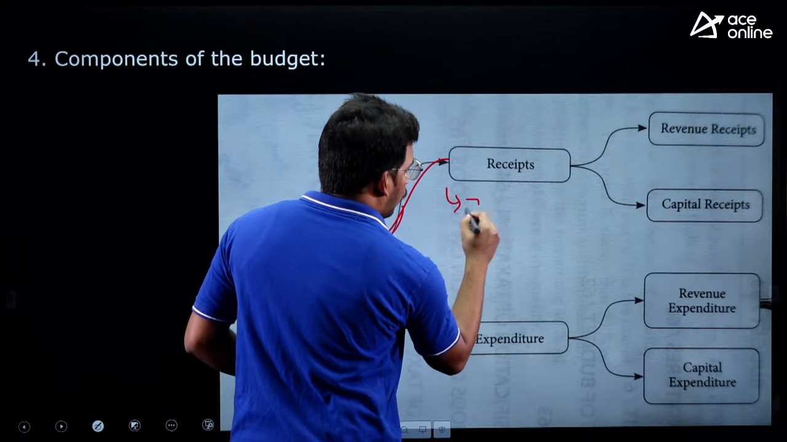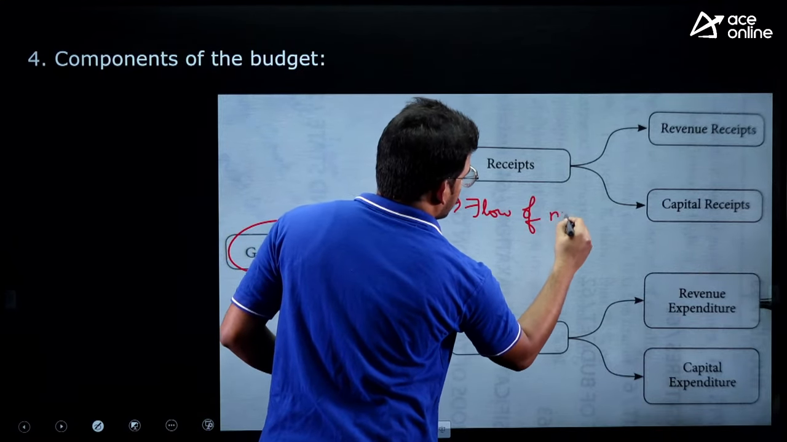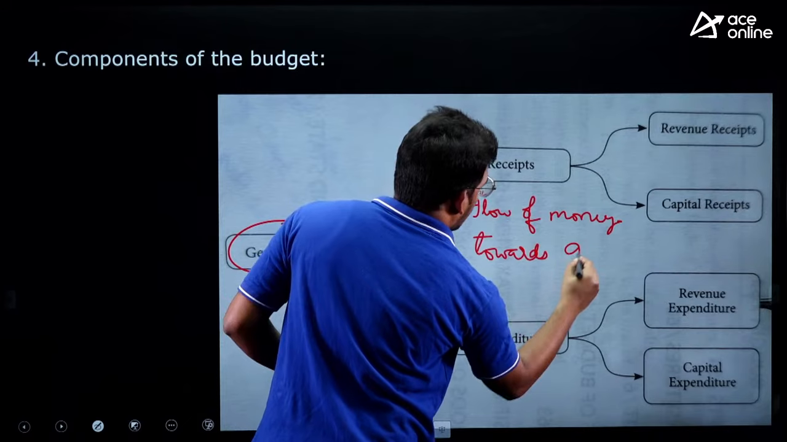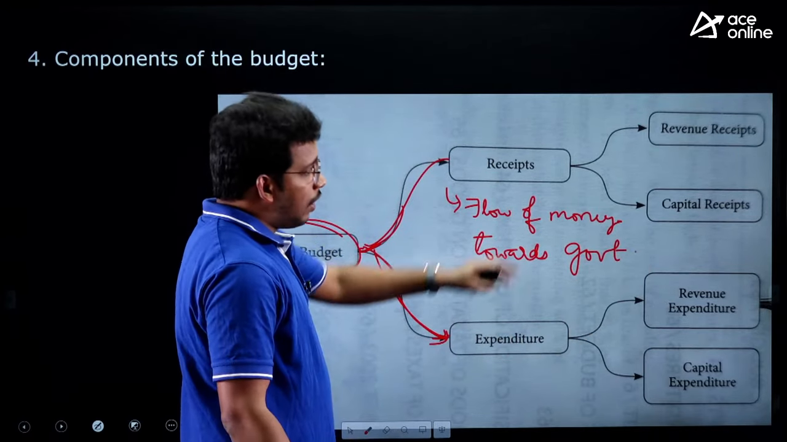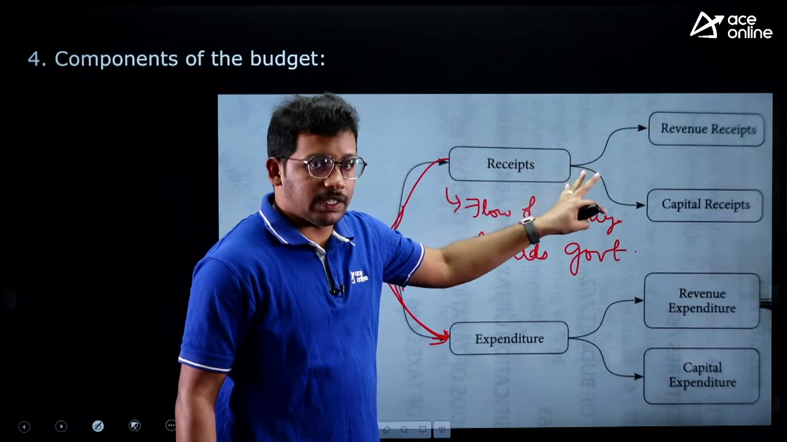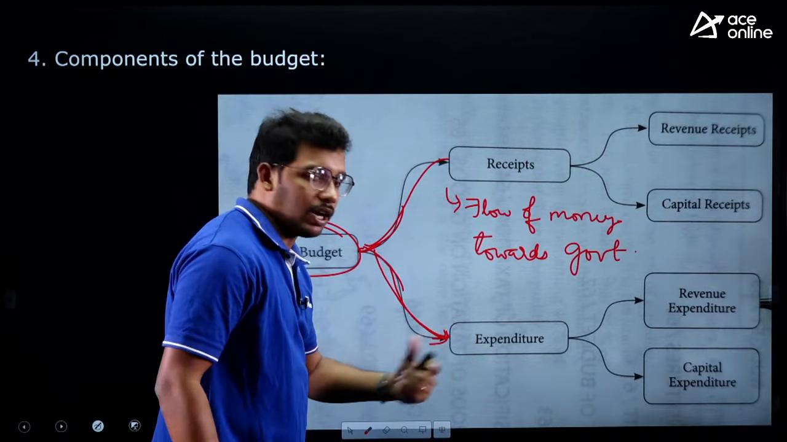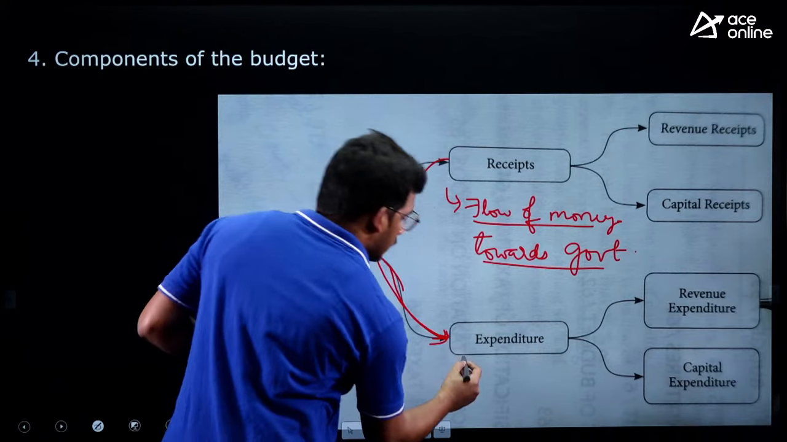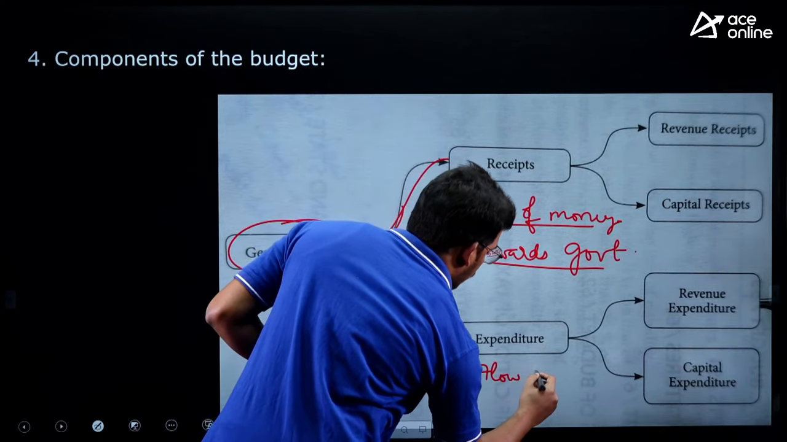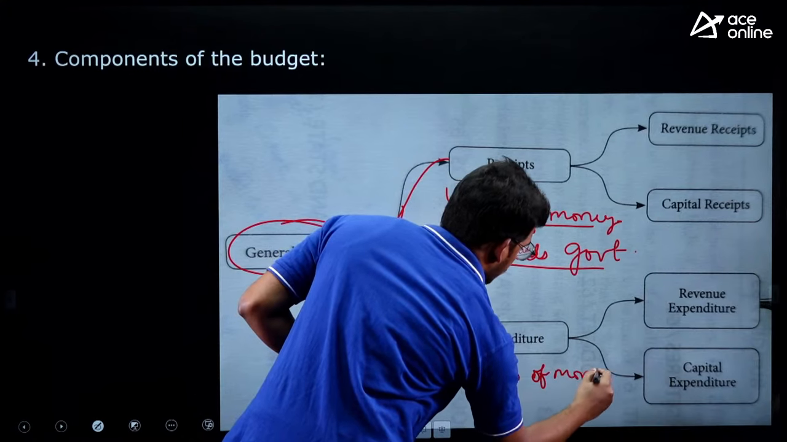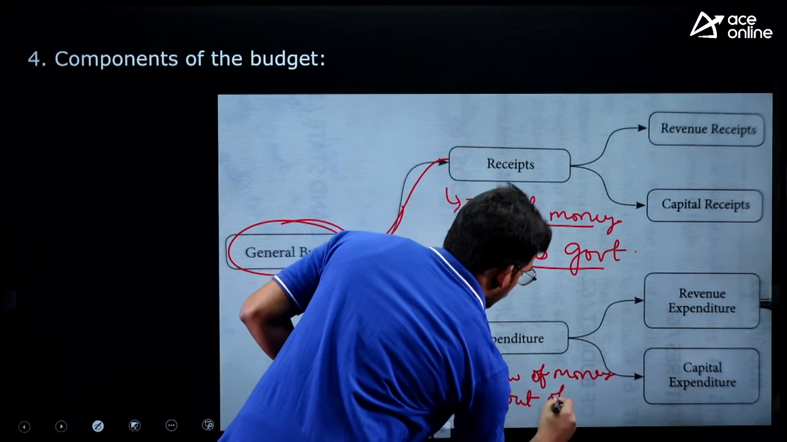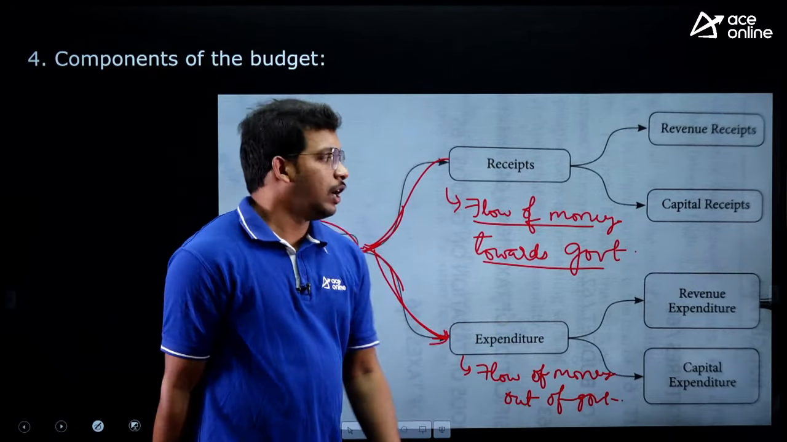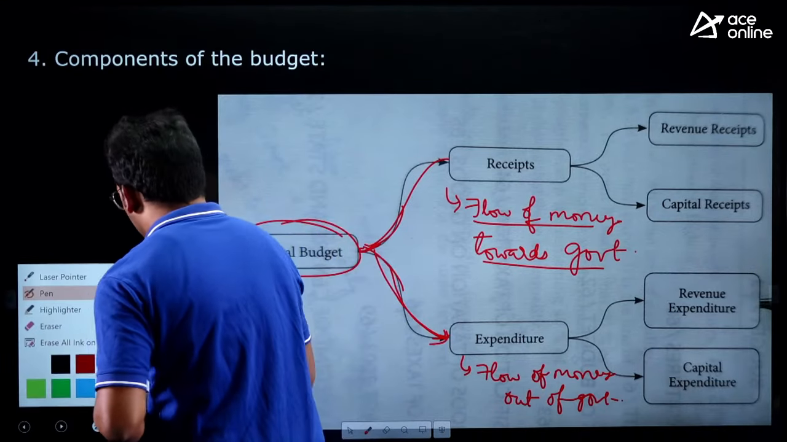So this is the flow of money towards government receipts. Here we will see the difference between revenue and receipts also, but just understand here what receipts are and what expenditure is. Flow of money towards the government, that is the Consolidated Fund of India. Expenditure is the flow of money out of the government, right? So this is receipts, this is expenditure. Now let's understand the next step in a separate slide.